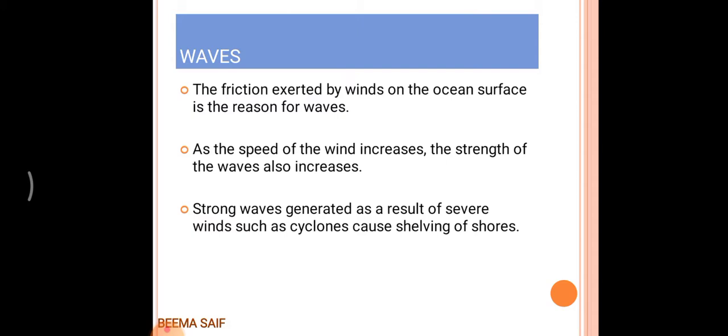Cyclones are natural disasters. They are strong waves generated as a result of severe winds, which cause shelving of shores. These are the important characteristics of waves. Now we know waves are the up and down motion of the water along the surface of the sea, and the friction exerted by winds on the ocean surface is the reason for waves.